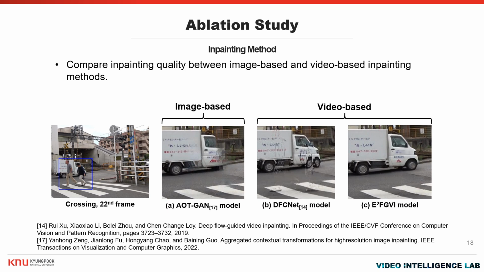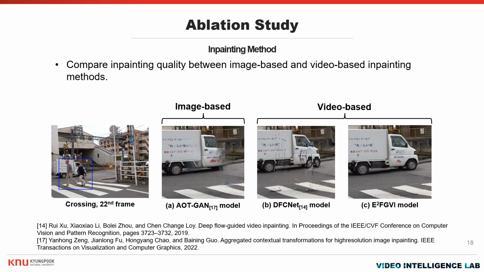We compare the performance of inpainting, to see which method can generate more real and smooth results that fit our framework. To solve the inpainting problem with a single image-based method, we applied the work named AOT-GAN, and two video-based methods, DFCNet and FGVC. The figure shows the inpainting results of the image-based method and video-based methods.